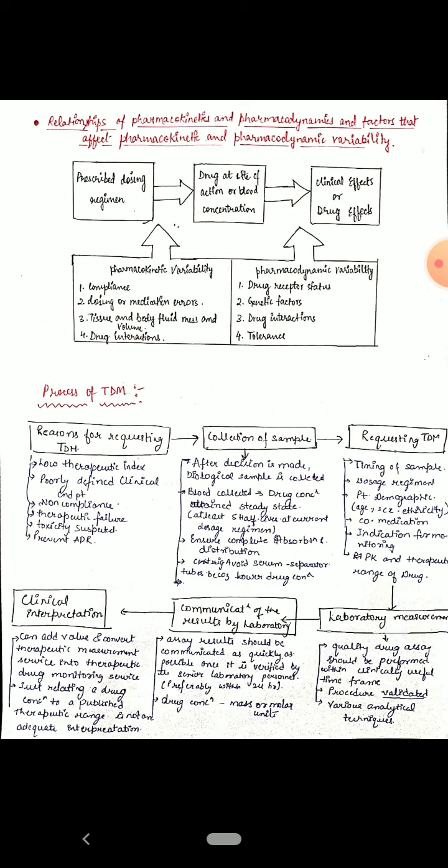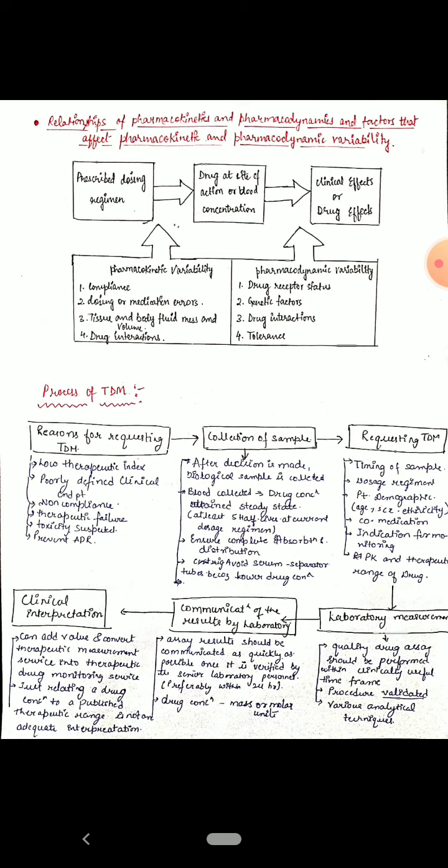Next step is the requesting of the TDM. In the request there will be different parameters, like the timing of the sample, when the dose is given, when the sample is taken, and the demographic details of the patient, like age, ethnicity, sex, other comorbid medication being taken by the patient, or other indication for the monitoring, and the pharmacokinetic and therapeutic range of the drugs.